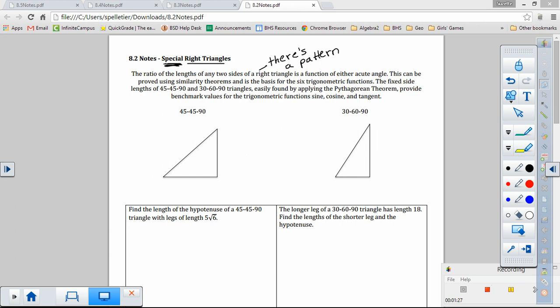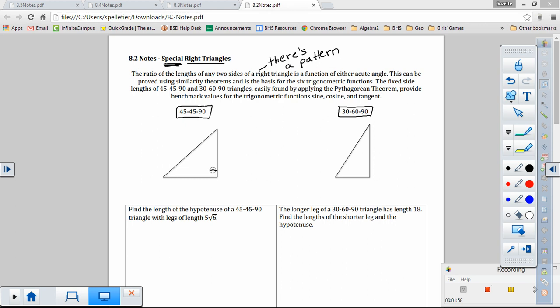The fixed side lengths of a 45, 45, 90 and a 30, 60, 90, easily found by applying the Pythagorean theorem, provide benchmark values for the trigonometric functions sine, cosine, and tangent. We're going to learn more about sine, cosine, and tangent in some of the following lessons, but for now we're just going to practice using our special right triangles. And so here are the special relationships.